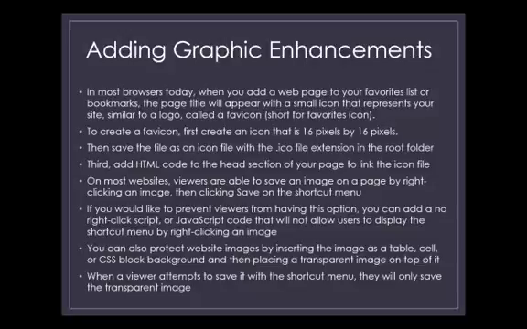Some scripts will return a message in the browser such as, "This function is disabled," and some don't have a message at all. These scripts will keep many users from saving your images, but they will not stop the most serious and knowledgeable perpetrators. You can also protect website images by inserting the image as a table, cell, or CSS block background, and then placing a transparent image on top of it. Then, when a user attempts to save it with the shortcut menu, they're only going to save the transparent image.